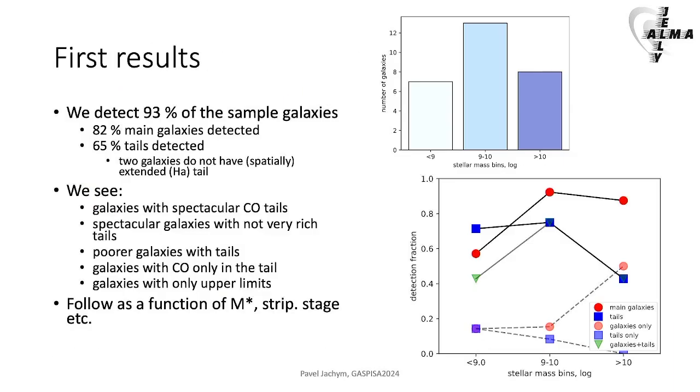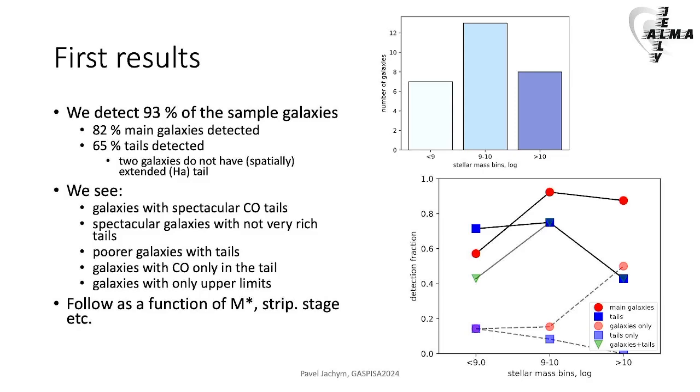So I tried to do quickly this kind of statistics of the detection. On the top right panel, this is just the distribution of the sample in different stellar mass bins. I think we're quite successful: more than 90% of the galaxies were detected.